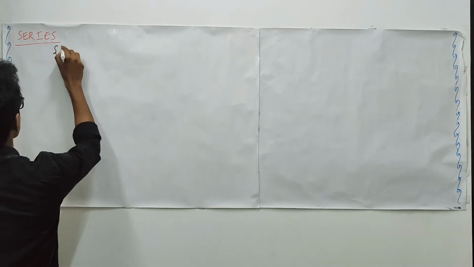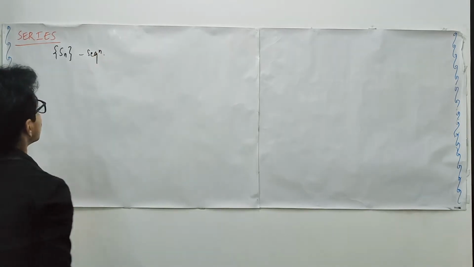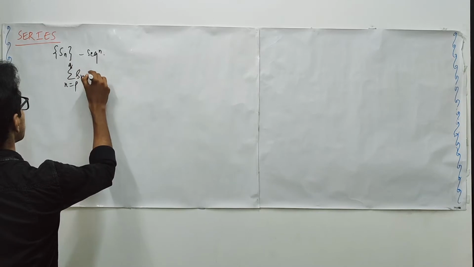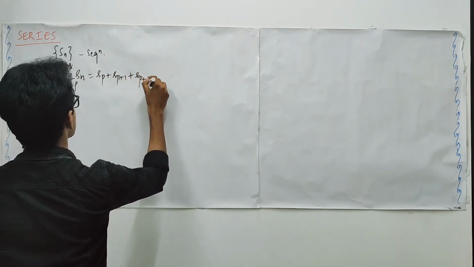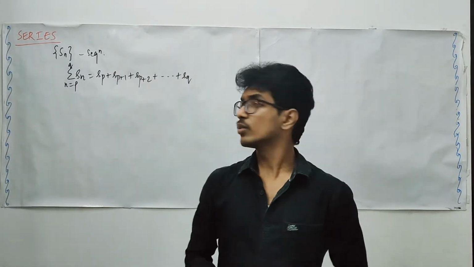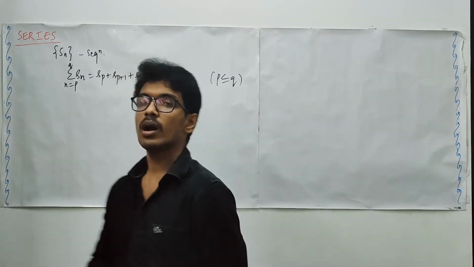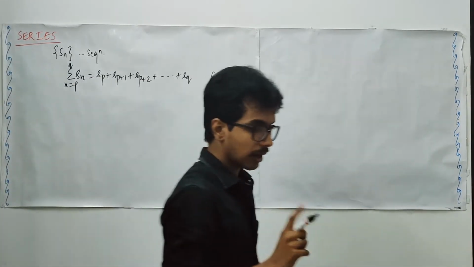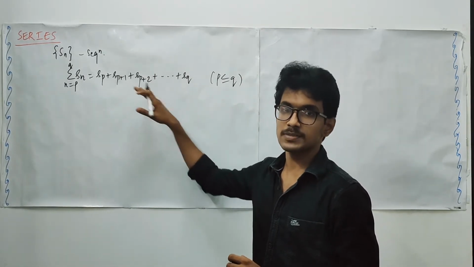So, let Sn be a given sequence. Then summation n runs from p to q of Sn means what? It is Sp plus Sp+1 plus Sp+2 and it goes till Sq. So here we must have p less than or equal to q. What happens when p is q? It is going to have only one term. So when p is smaller than q, you will have more than one term.